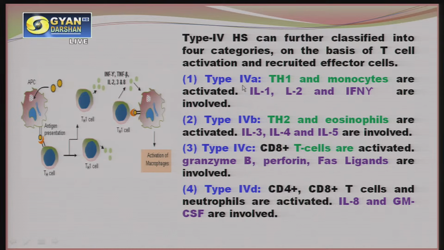So you can classify it in 4 ways. It is totally based on the T cell activation, such as T helper cell 1, T helper cell 2, CD8 positive and CD4 positive T cells, and on the recruited effector cells. Various cytokines like interleukin 1 to 5 are involved, and other things like granzyme B, perforin and Fas ligand are also involved in type 4 hypersensitivity.